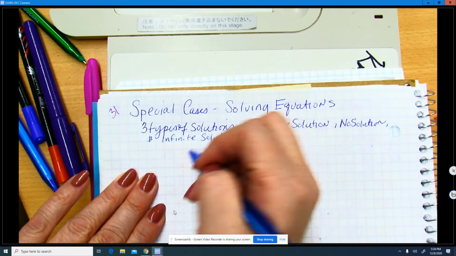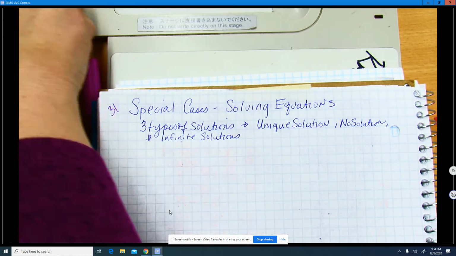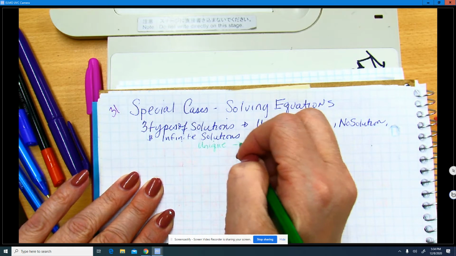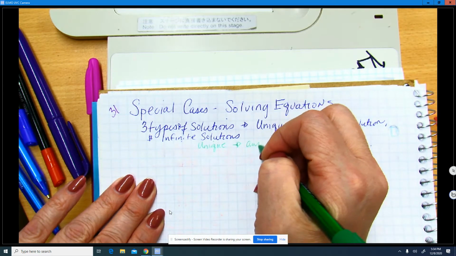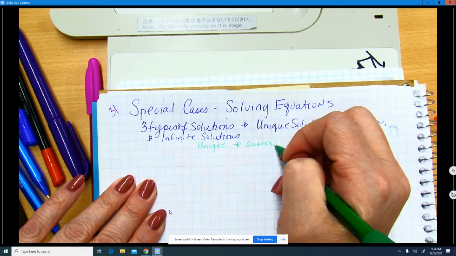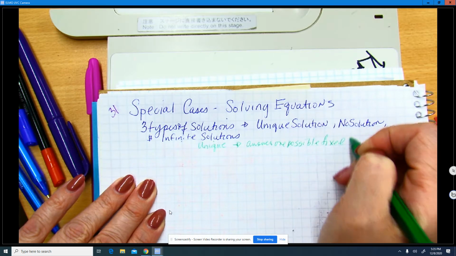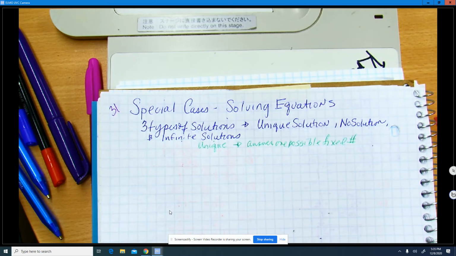Okay. So if you have a unique solution, that means your answer has one possible fixed number. And for the most part, those are the equations that we've been solving. That we solve it and we can say x equals 7, x equals negative 2/3, where there is a specific rational number that when we substitute it into the equation will make a true math statement.